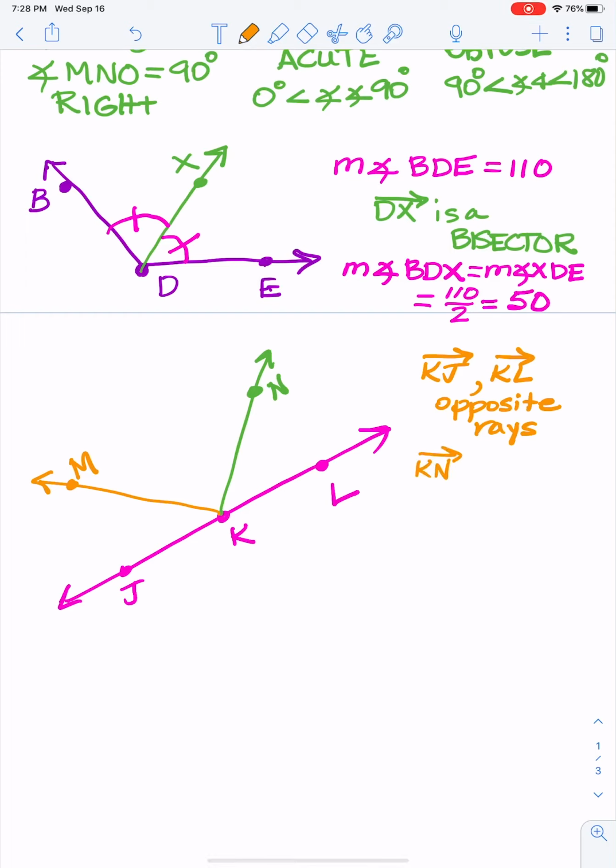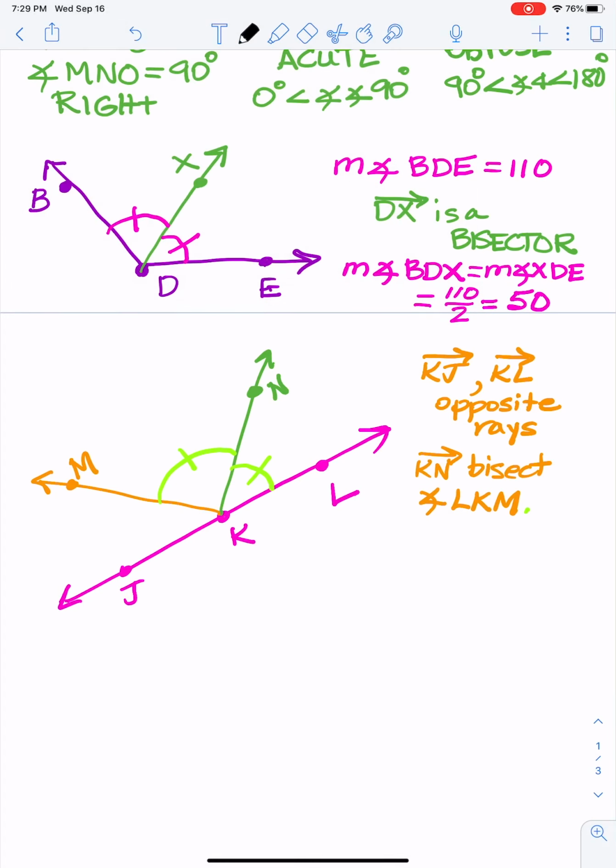In addition, KN, the ray, is going to bisect the angle LKM. Now, KN, the ray, that's the green one, is going to bisect the angle from L to K to M. That tells me that these two portions, even though I don't really have it drawn to scale, according to the directions, those two are equal. So that I must remember when I look at my problem.